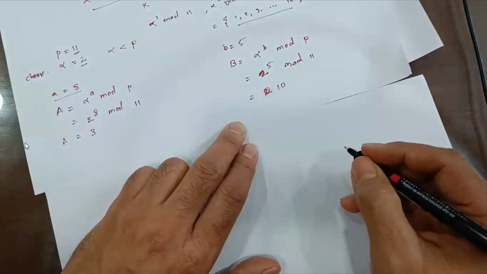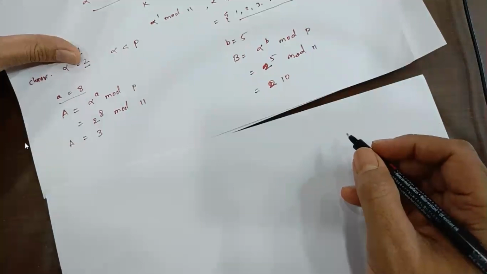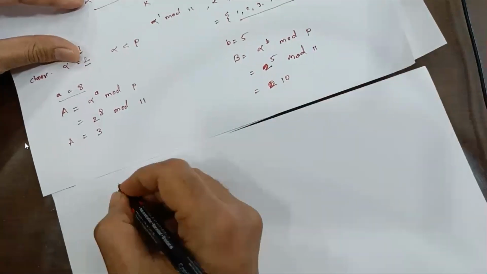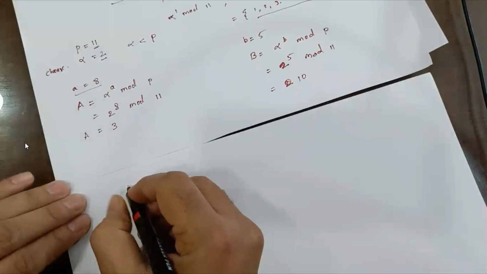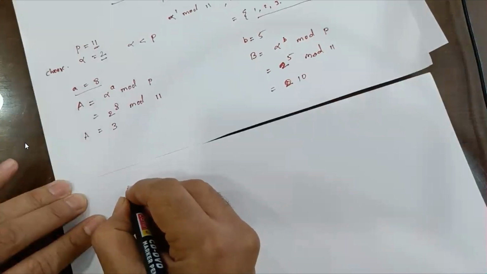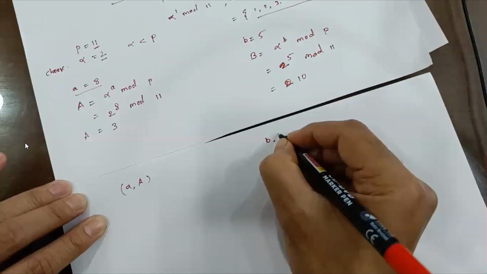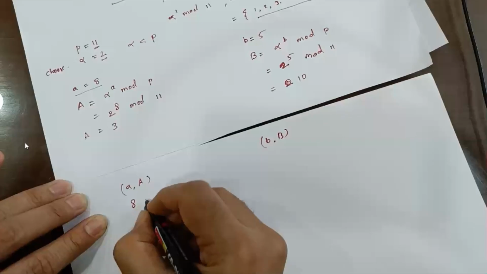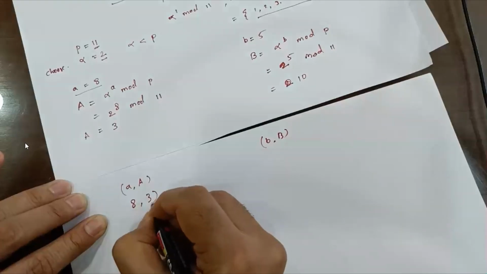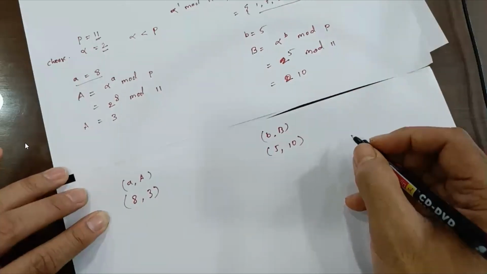All of you got this problem? So what you have here is a private key and public key pair. So A for Alice and B for Bob. You have chosen 8 and the capital value is 3, whereas 5 and 10 are the private key and public key for Bob, right?